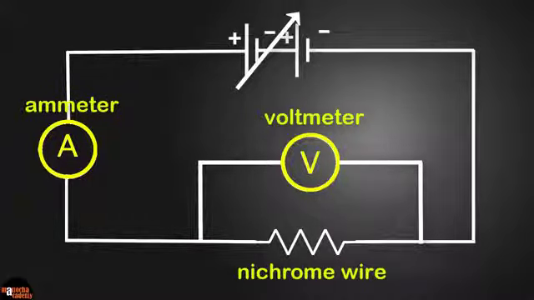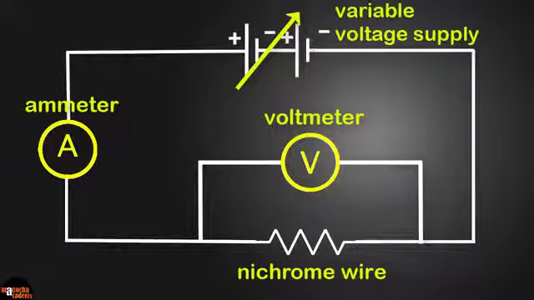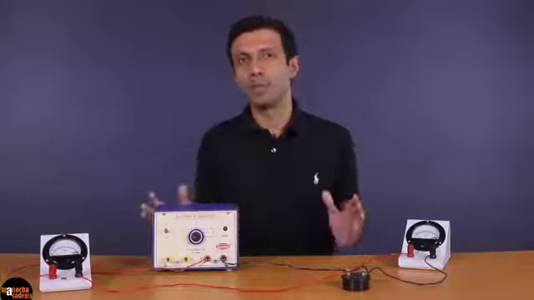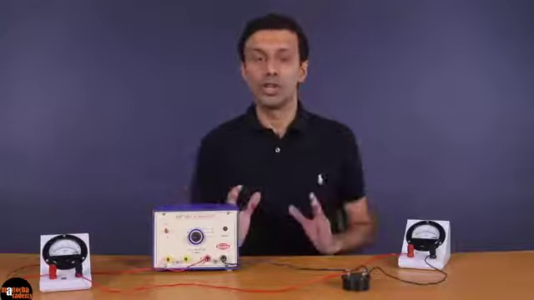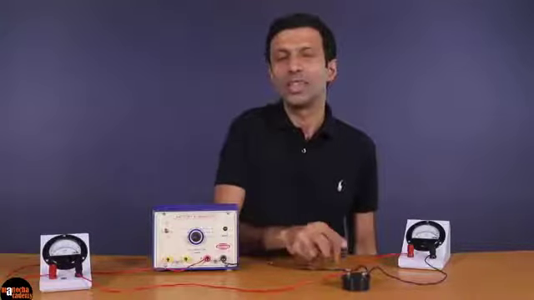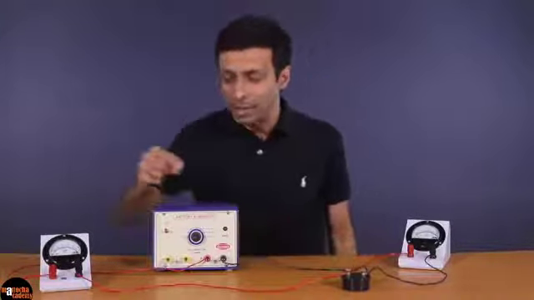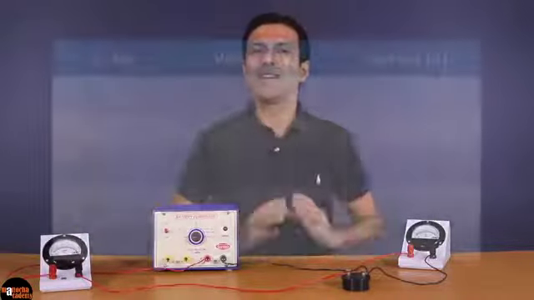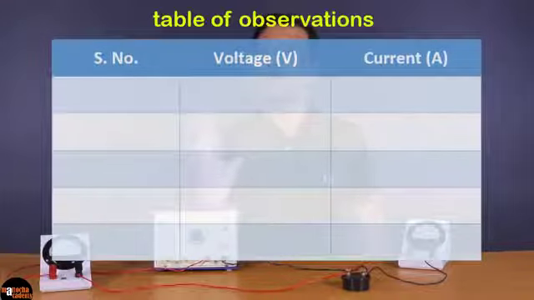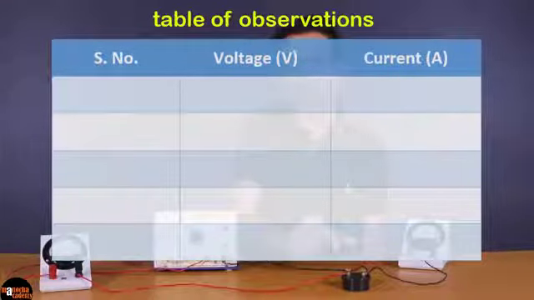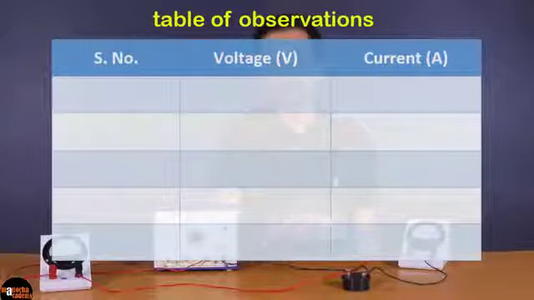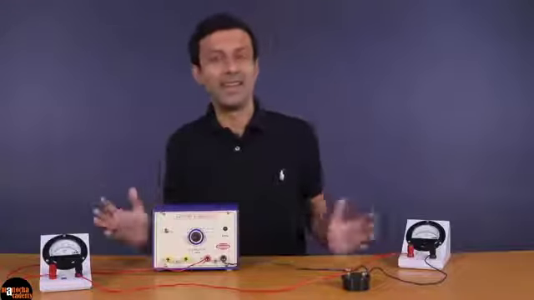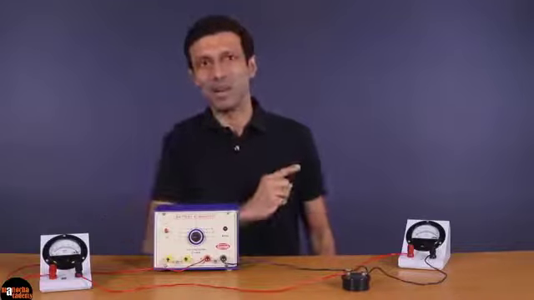Do you notice that the battery is marked with an arrow? Since our battery is a variable voltage supply, we can change the voltage of the battery. For our experiment, we are going to change the potential difference across the wire which is inside this black box by turning the knob on our voltage supply. And we'll make a table of our observations of the values of potential difference across the wire and the corresponding current in the wire. So are you ready? Let's go ahead and start our experiment.